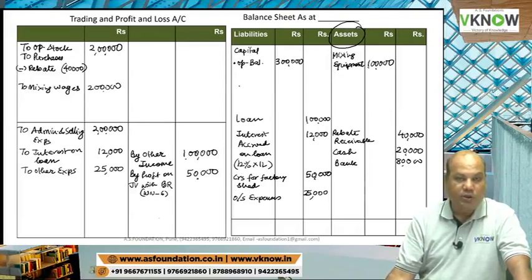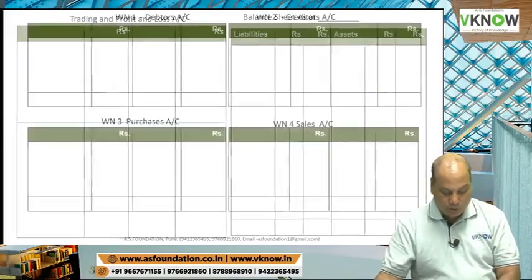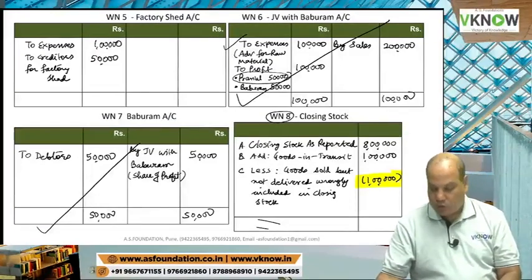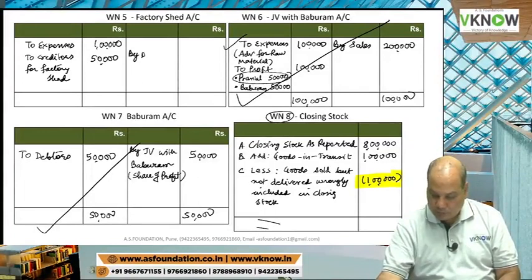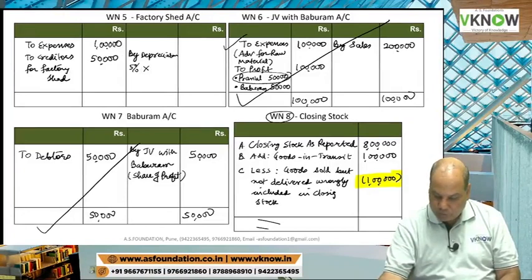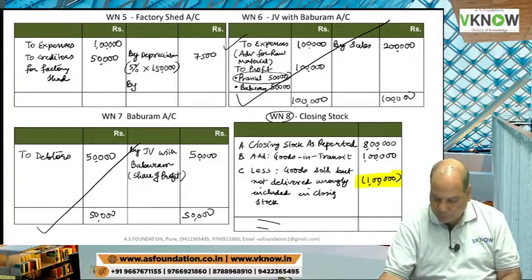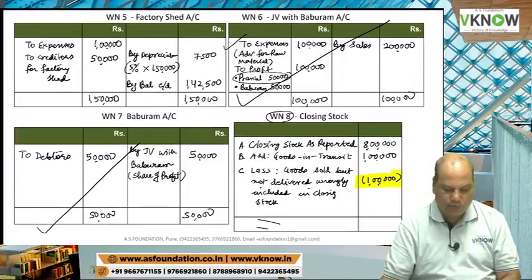Point number 9. Provide depreciation at 5% on the factory shed and 10% on the equipment on the closing balance. So come to working note 5, factory shed, by depreciation 5% of 1,50,000, 7,500, and by balance carried down 142,500.